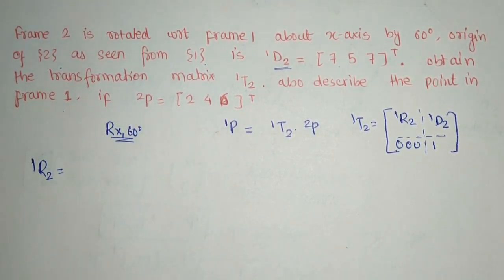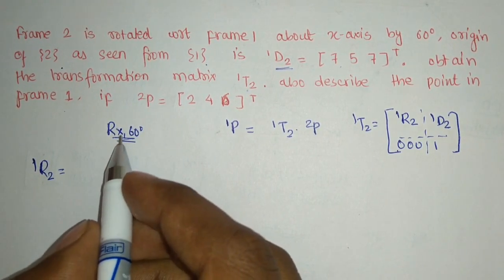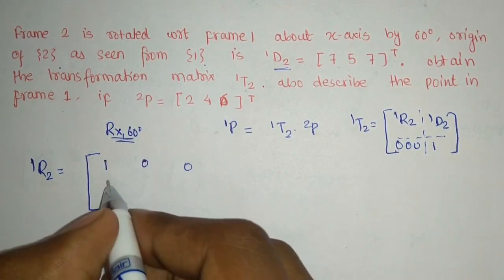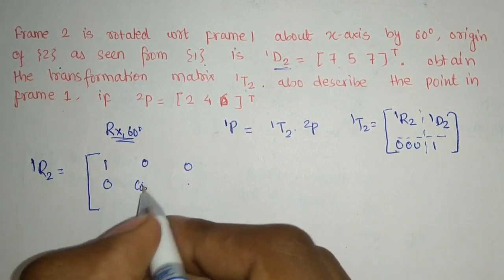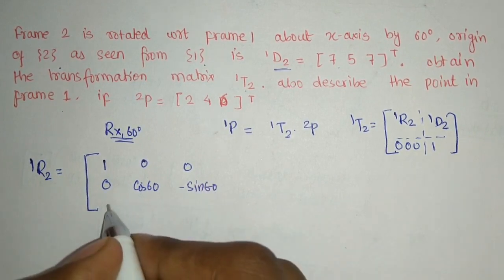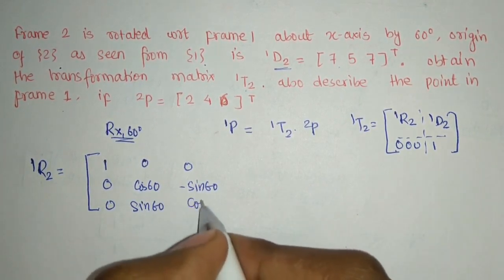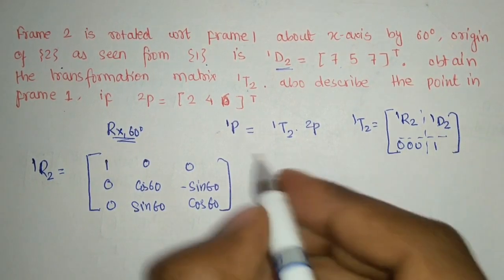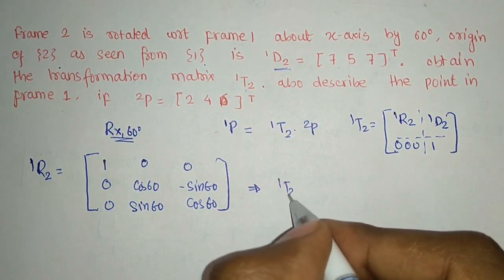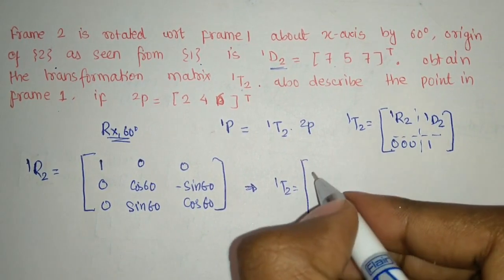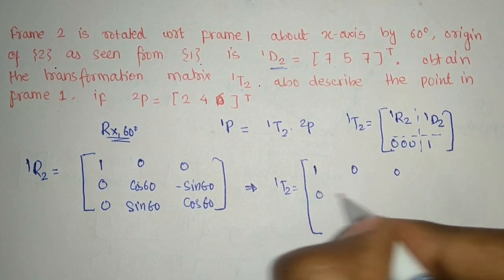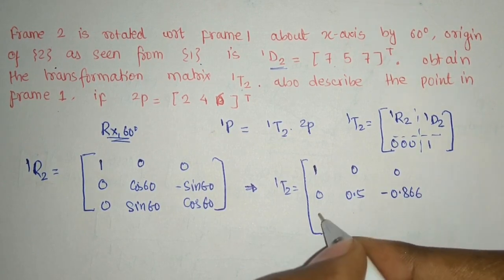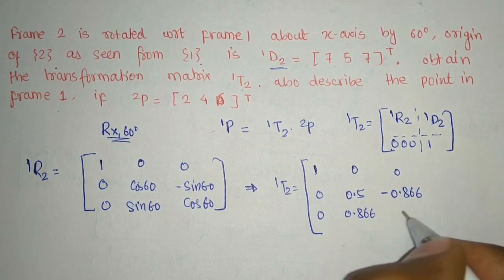That is, about the x-axis I am having a rotation of 60 degrees, and we have already discussed the rotation matrix about the x-axis with 60 degrees, which will look like this: 1, 0, 0, 0. Here cos theta, minus sin theta means cos 60, minus sin 60, then 0, and sin 60, cos 60. Okay, that is my rotation matrix with respect to the x-axis. Fine, and then D I already have. So finally I can say that 1T2 is equal to, how will this look like? The rotation matrix will come here: 1, 0, 0, 0, cos 60. Cos 60 value is 0.5, and that is minus 0.866, then 0, 0.866, 0.5.